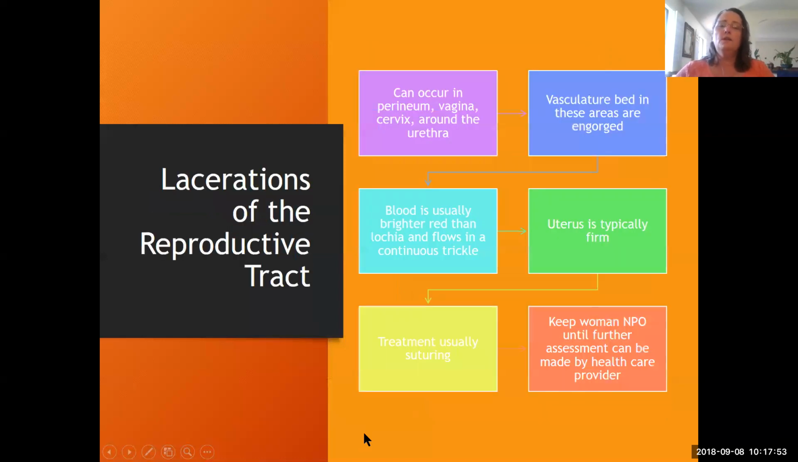The laceration can be on the perineum, up on the top or in the back of the vagina, on the cervix, or even around the urethra. And these can cause bleeding because there are vessels that have been cut or broken, and it's very vascular down there, so they can bleed pretty heavily. That blood is usually bright red as opposed to the clotted blood that's in the uterus. You can see the difference when you've got a tear somewhere. The uterus will stay firm because that's not the problem, and we have to find out where that laceration is, and the physician will have to come in and suture that to get the bleeding to stop.